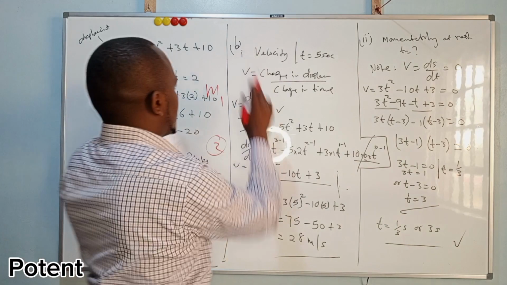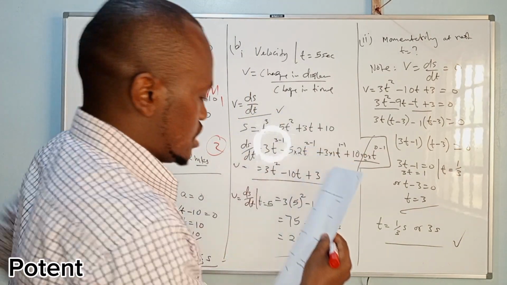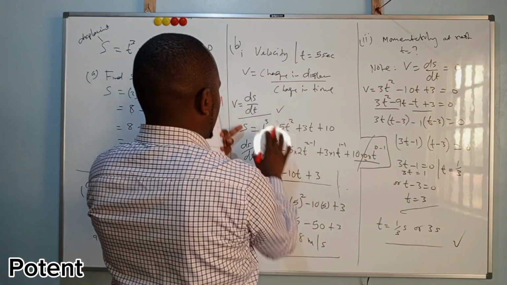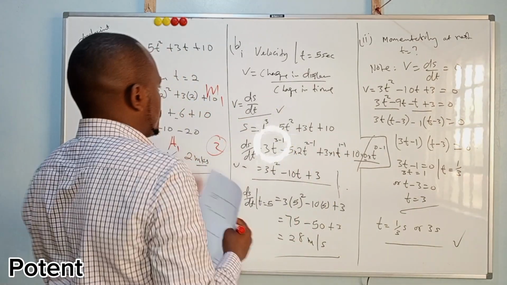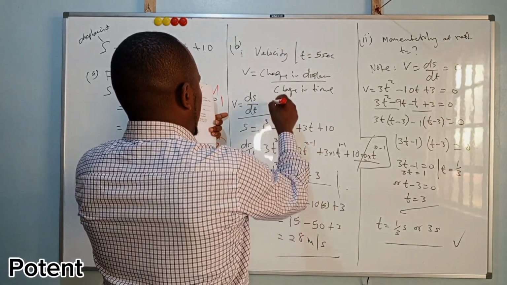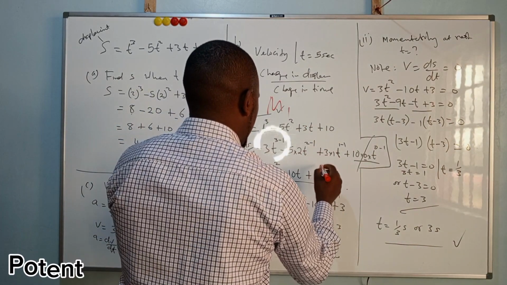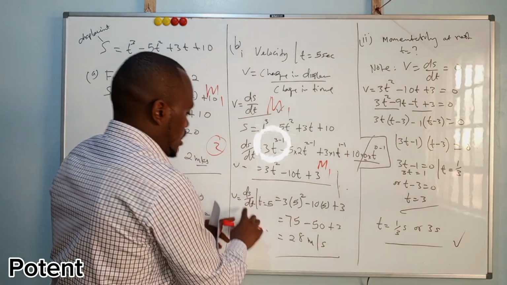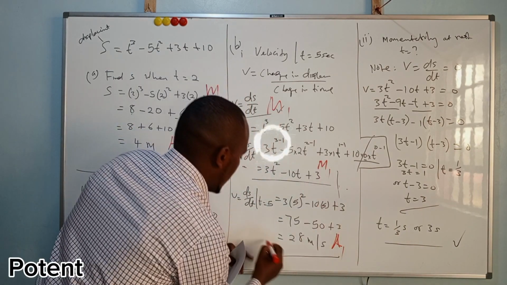We go to part B, and the question has 3 marks. The velocity of a particle when t equals 5. By just knowing that you are supposed to differentiate, by writing that you are going to differentiate, you have M1, correct differentiation M1, and then replacing that 5, you have A1. So here you have 3 marks.